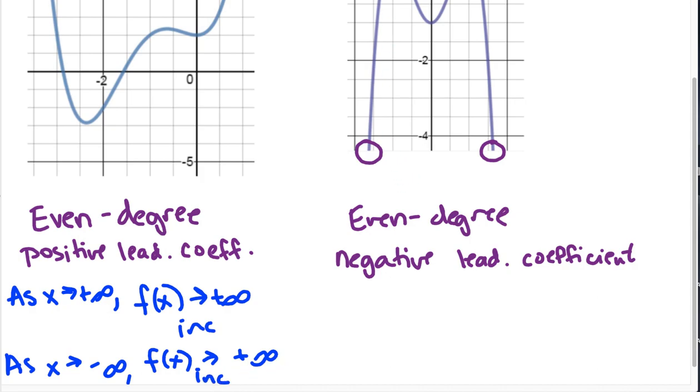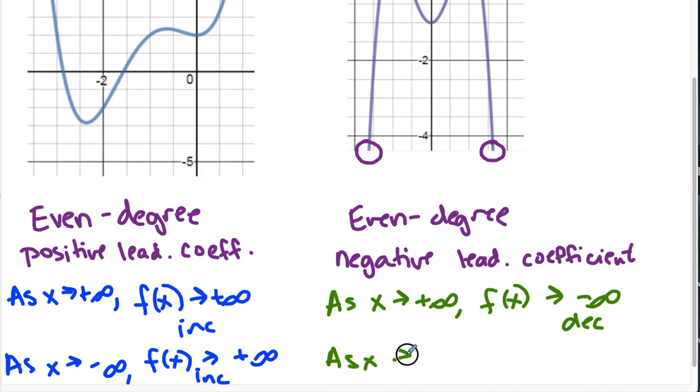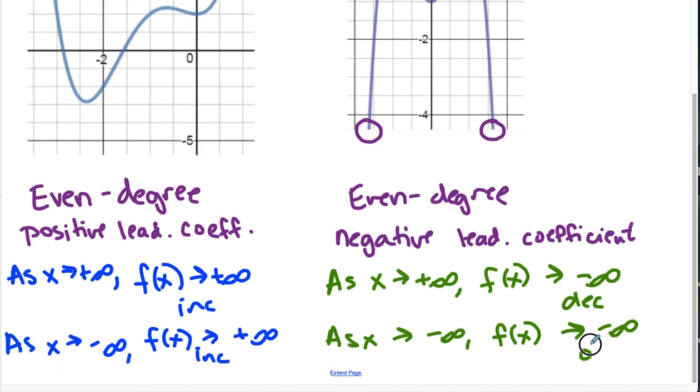Okay, I'm going to switch colors again. So I'm going to make it green. So here, even degree and negative leading coefficient, both of them are decreasing. So again, relatively easy to describe. So as x approaches positive infinity, meaning the right side, f of x is approaching negative infinity, meaning the graph was decreasing on the right side. And as x approaches negative infinity, f of x goes to negative infinity. Again, the graph is decreasing.